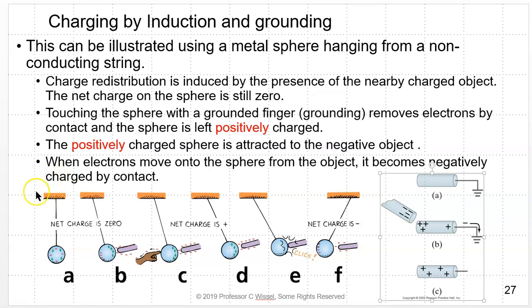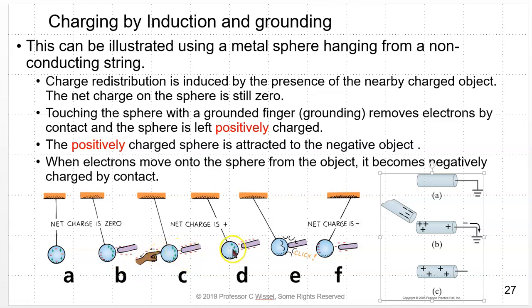Charging by induction and grounding can be illustrated by using a metal sphere hanging from a non-conducting string. Charge redistribution is induced by the presence of a nearby charged object, and in this case, net charge on the sphere is still zero. All we've done is redistribute the charge on the sphere. Now, if we touch the sphere with a grounded finger, that will remove the electrons on the sphere by contact, and the sphere is now left positively charged.